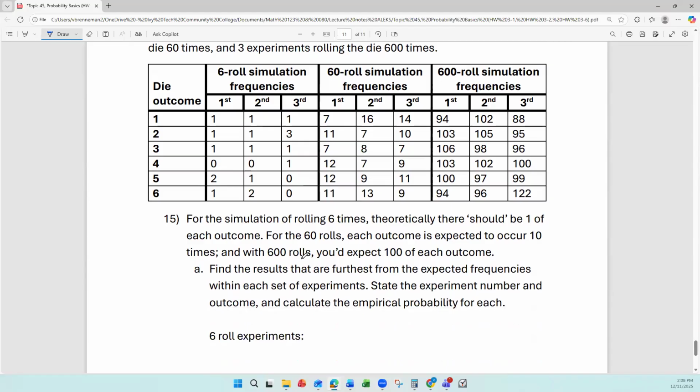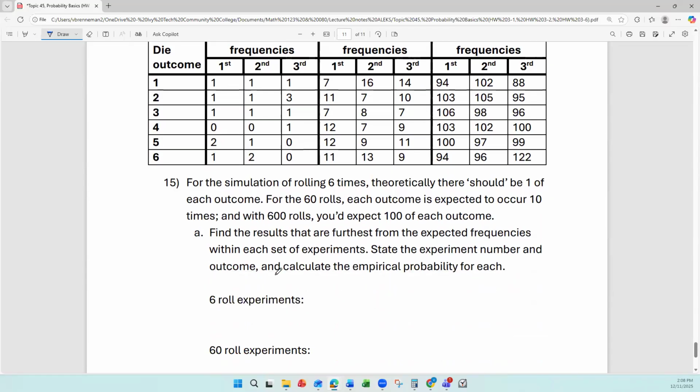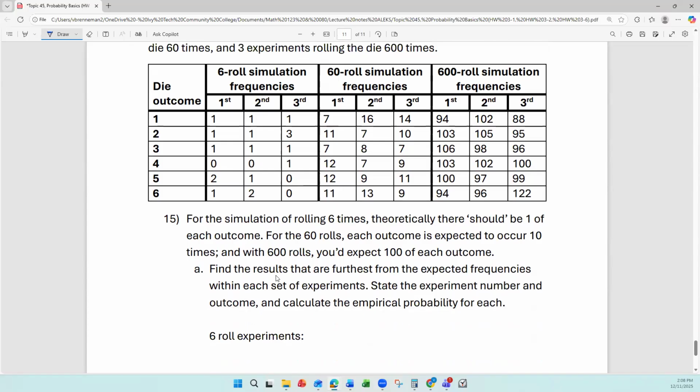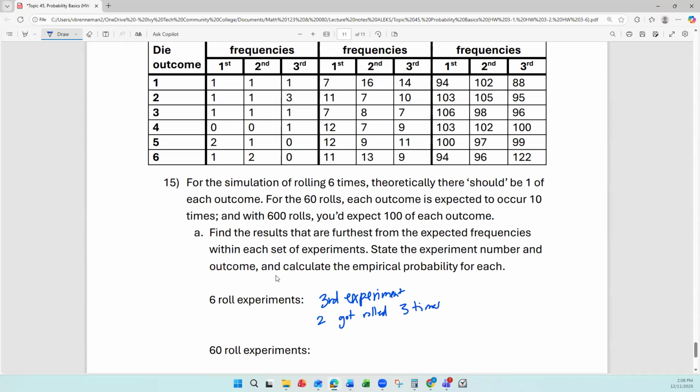So we're going to look at where it got farthest away from the expectation. So in these 6-roll experiments, the third experiment, a 2 got rolled 3 times. And that's 3 out of the 6. So that would be, based on that experiment, the probability of rolling a 2 would be 3 out of 6, or 1/2.